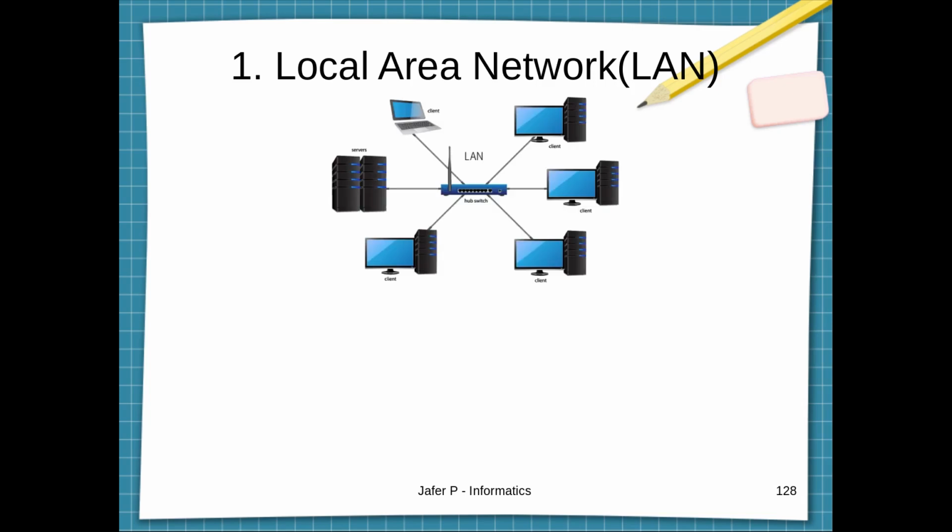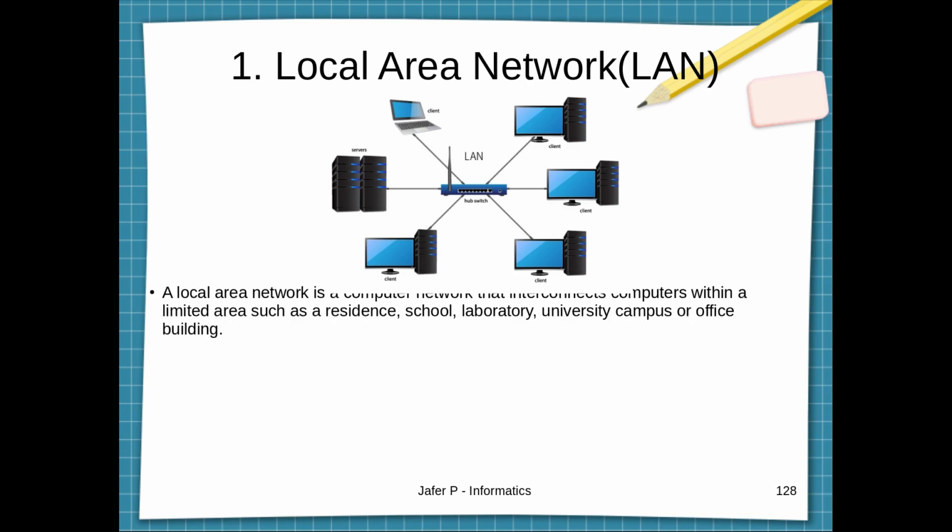Let us see local area network. What is local area network? This is an example. You can see there is a hub over there, and the systems are connected, and there will be a server. There are client machines, there are laptops, etc. A local area network is a computer network that interconnects computers within a limited area, such as a residence, school, laboratory, university campus, or office building. Right? You can connect several systems within an area, which may be a residence, school, laboratory, university campus, or office building. That is called local area network.